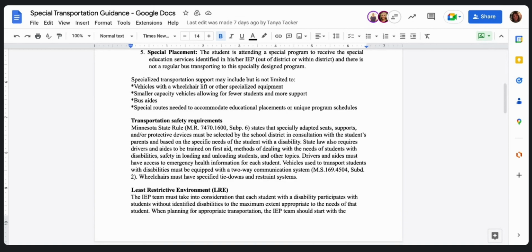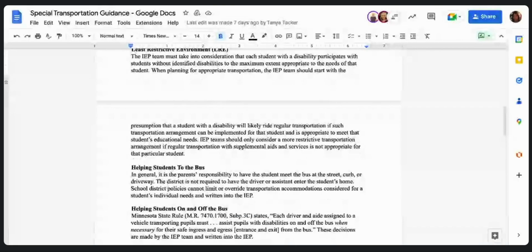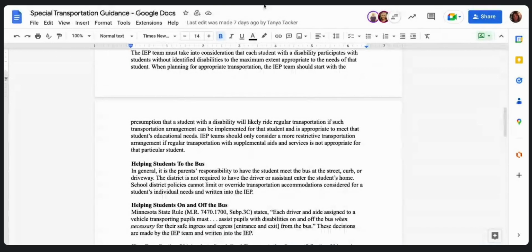Through the rest of this document, it touches on a few different points that are in Minnesota statute. The first one being transportation safety requirements. Also looking at least restrictive environment and considering whether a student truly is in need of special transportation or not. The next is helping students to the bus, whose responsibility it is to meet the student at the curb, whether that's maybe to make eye contact with the driver, walking into the house, etc.